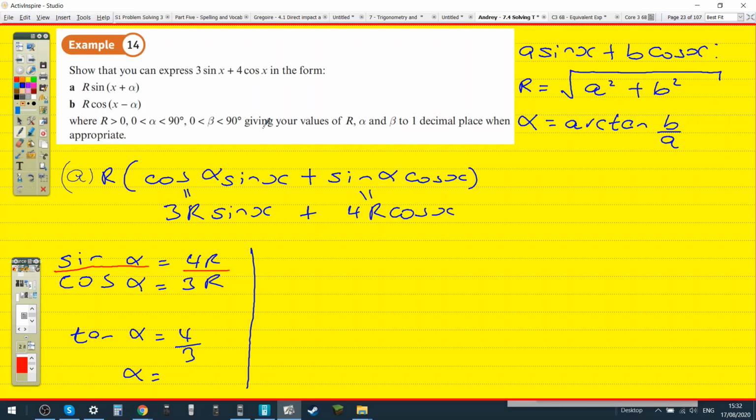I got 53.1. Okay. So that gets us alpha. We also need r. So could I do sine of 53.1 equals 4r and then just solve? Yeah, you could do that. And so that would be sine 53.1 over 4. And you could do sine of answer if you have it saved.